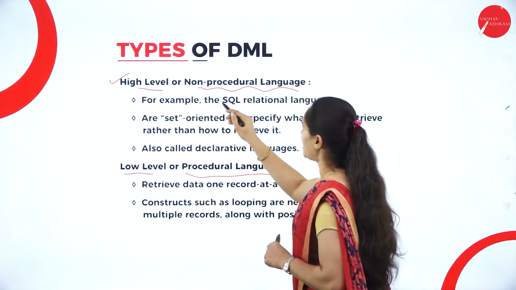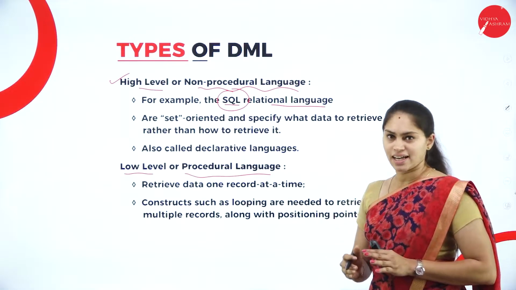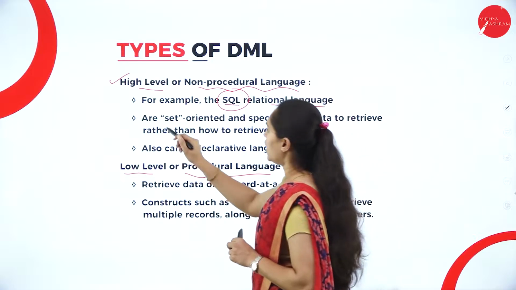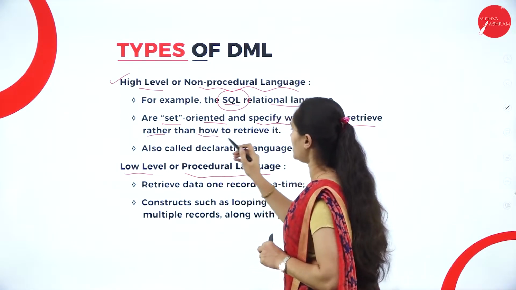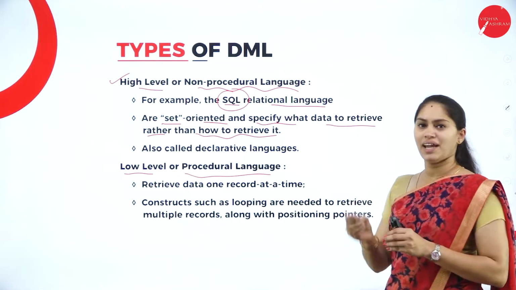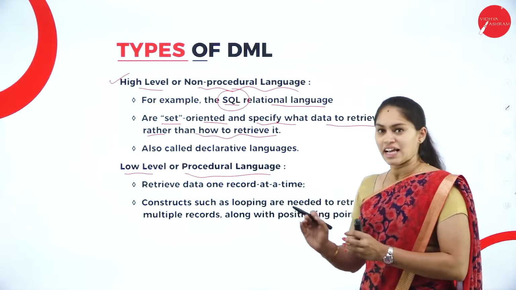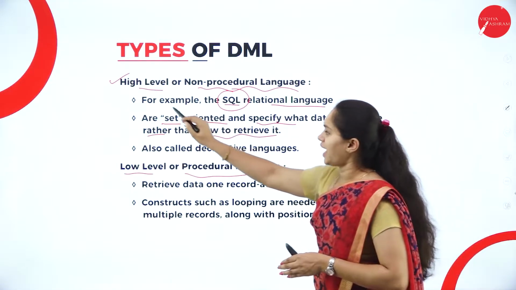So for example, the SQL relational language. SQL is an example of a high-level programming language, and it is also set-oriented and specifies what data to retrieve rather than how to retrieve it. So this mainly specifies what? It just shows a destination instead of how to reach that path. That is what we can take as an example here.